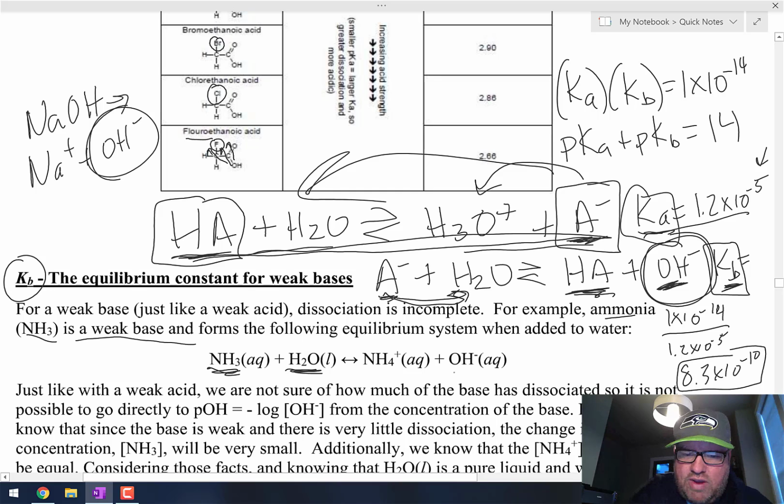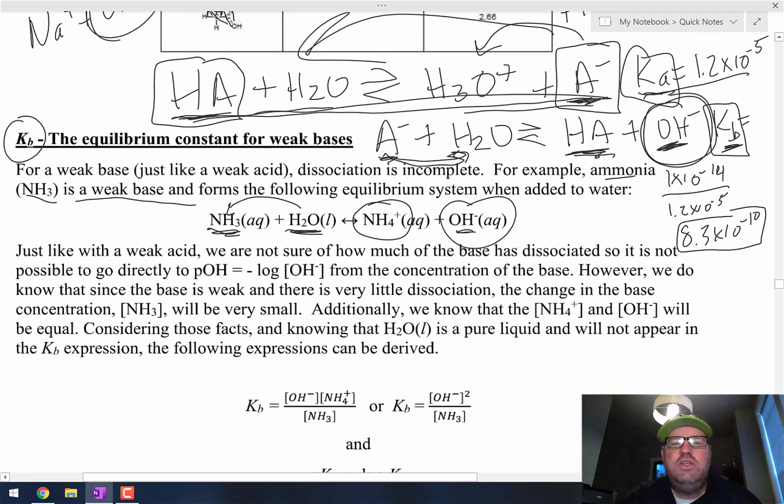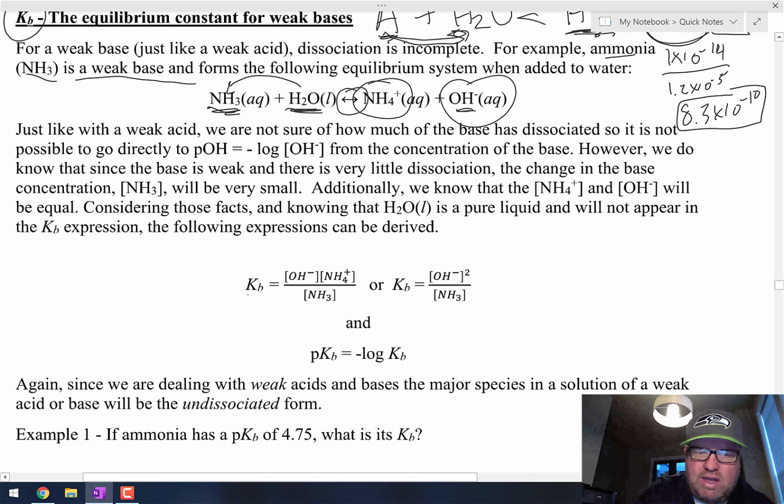Again, we can say it creates hydroxide ions, but the Bronsted-Lowry definition says what does a base do? It accepts a hydrogen ion. So one of these H's is going to come here to create NH4+, and then of the H2O, what are you left with? You're left with the hydroxide. Okay? So we do create an equilibrium system, so we do have to set up the Kb expression.